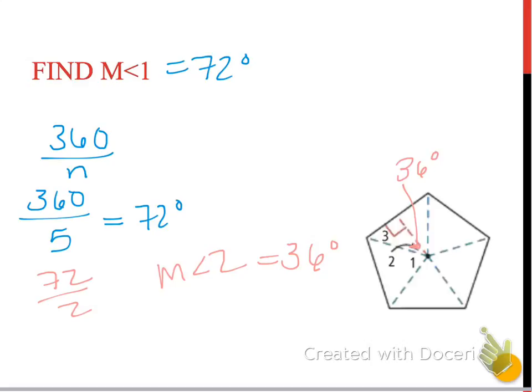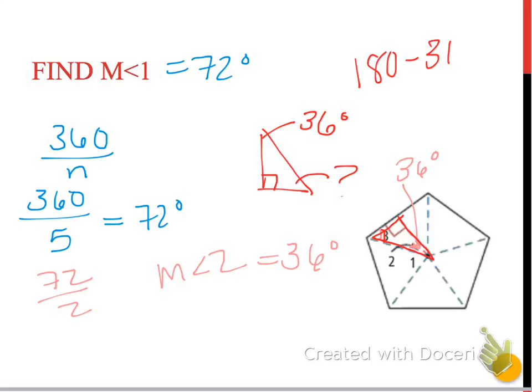Now I need to find the measure of angle 3, that angle right there. If you notice, we have a triangle in here. I'm going to pull that triangle out so you can see it a little better. We have a right angle, we have that top angle being 36, and we want to know this one. All triangles should equal 180 degrees, so if I do 180 minus 36 minus 90, I should get that missing angle, which is 54 degrees. So the measure of angle 3 is 54 degrees.